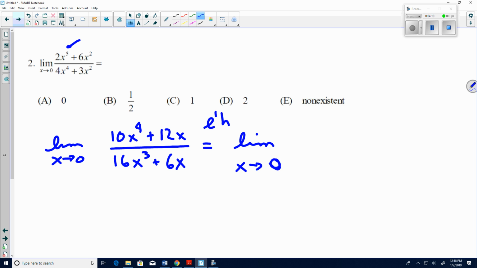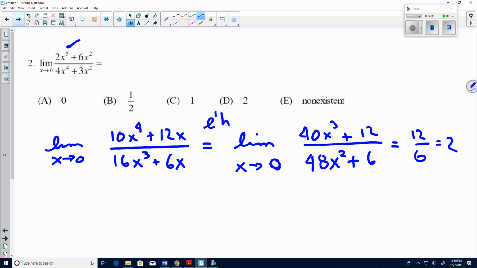X is going to 0. So we get 40x cubed, right? 40x cubed plus 12. And here we get, what's that, 48x squared plus 6. X is going to 0, so we can substitute x is 0 in here, and we get 12 over 6, which is 2. So 2 is the answer. 2 is the answer to this problem.